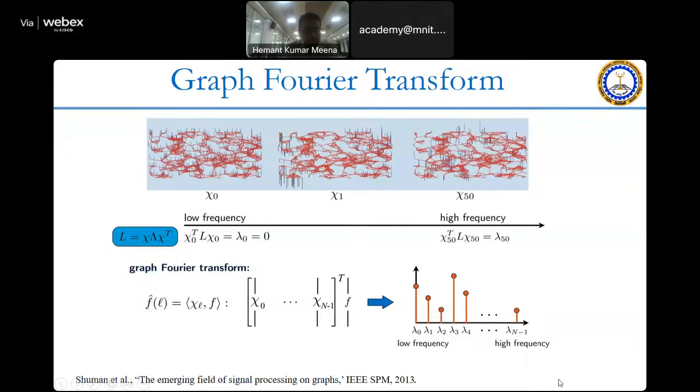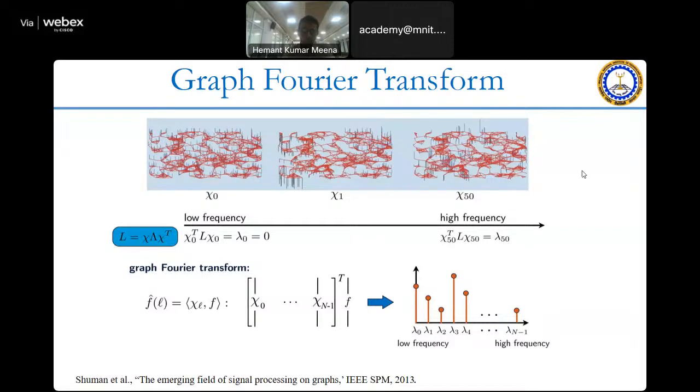Now we again restart with the frequency concept. Whenever we understand the transform, basically the conversion of signal information at time level into a frequency domain.